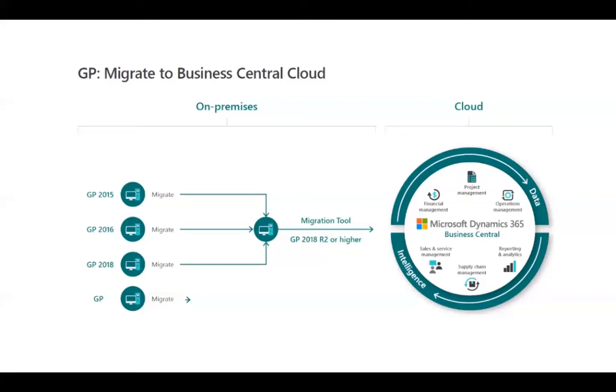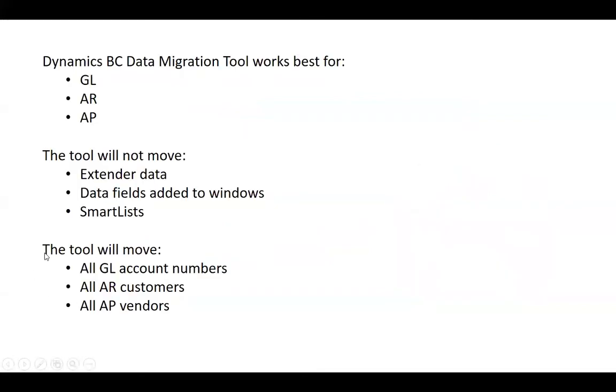But as the slide I have here shows, you can move from your on-premise GP setup fairly easily to the cloud setup with Dynamics BC out there. You can see the various pieces that we have here. Now, the migration tool that is available works best for general ledger, accounts receivable, and accounts payable, what we refer to oftentimes as GLAPR. So you can move charts of accounts, you can move customers, you can move vendors. It does not work very effectively for inventory type stuff. Fixed assets don't move at this point very well or anything.